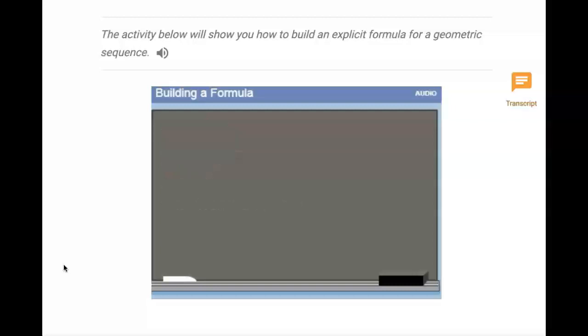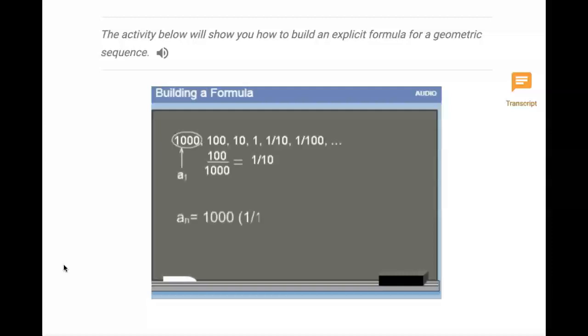Why don't you practice? What is an explicit formula for this sequence? The first term, a sub 1, equals 1,000. The ratio between consecutive terms is 1/10. The nth term is given by a sub n equals 1,000 times 1/10 to the n minus 1 power.